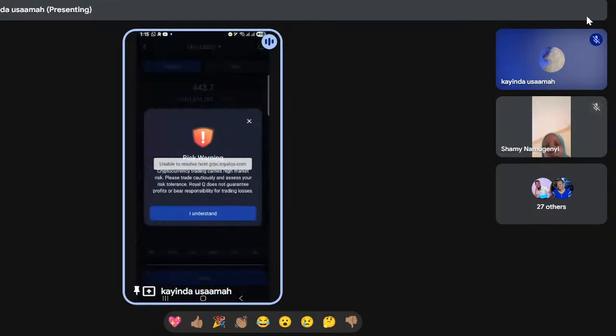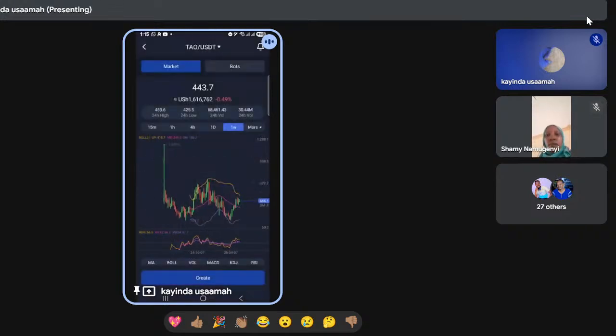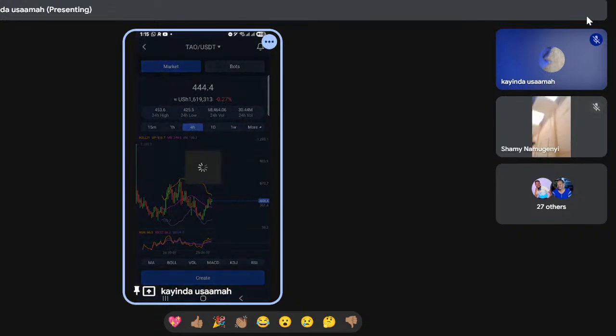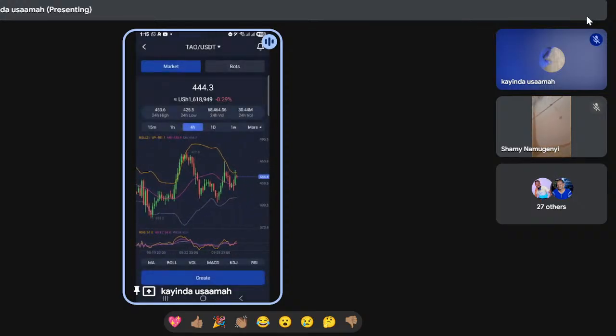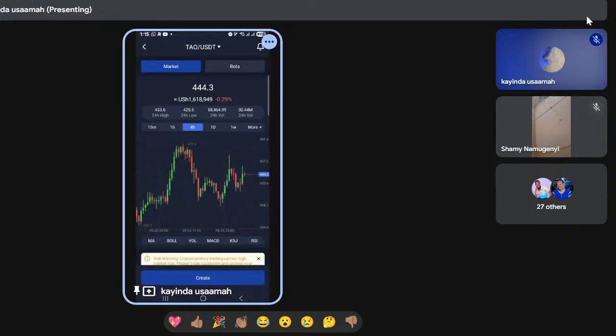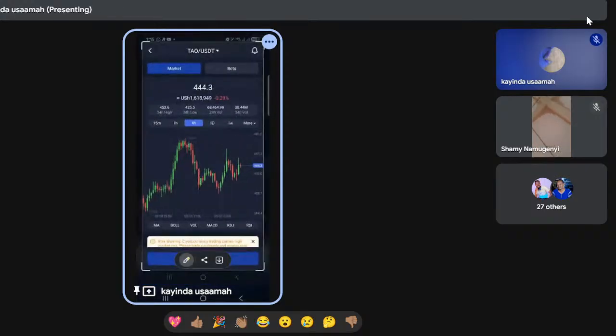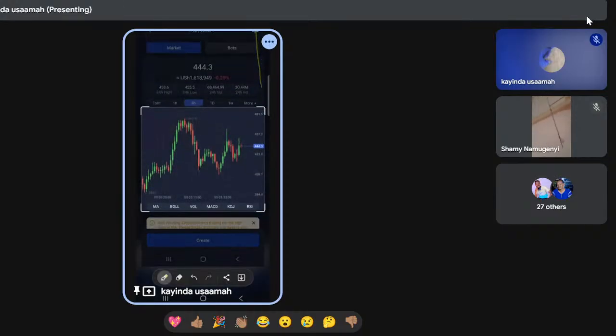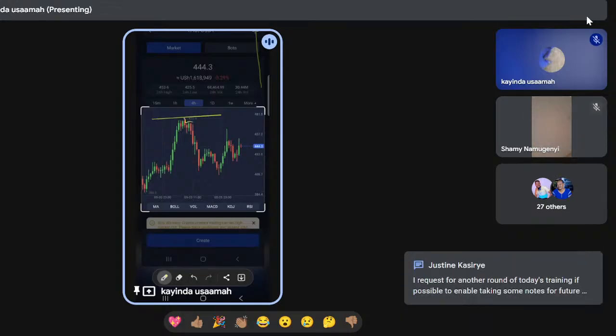I want to use a live example of a coin here. For example, this coin called Tau. Okay. Let me use this example, a clear one. Let me remove all of these. I want you to look here clearly. Are we there? Let's assume I entered this coin from this level. Okay. Then the coin started going down. As you are seeing, this coin is going down.